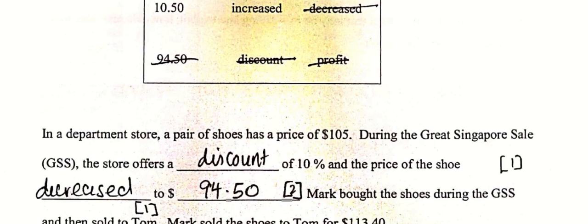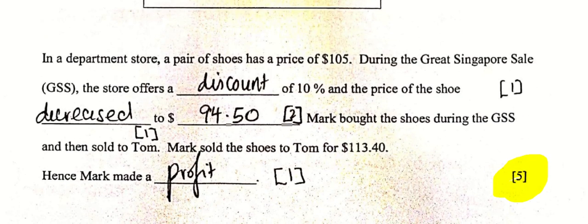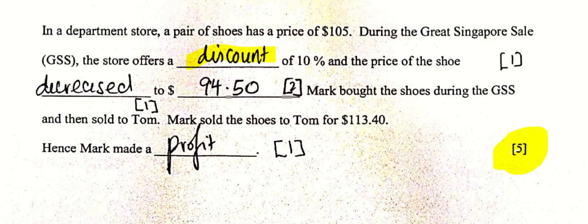Definitely is a discount, clearly. I mean, during a sale, you should expect a discount, but there are no other closer words to that. So discount, okay, of 10%. And the price of the shoe decreases naturally, because if you're given a discount, the price should be lower. Yeah, as you expect in the sale.